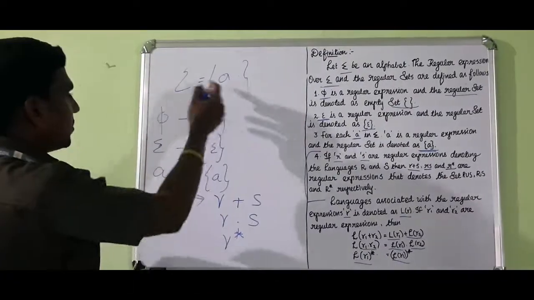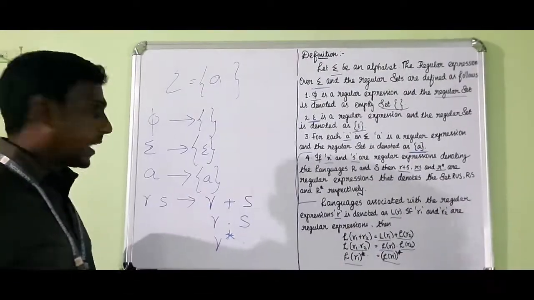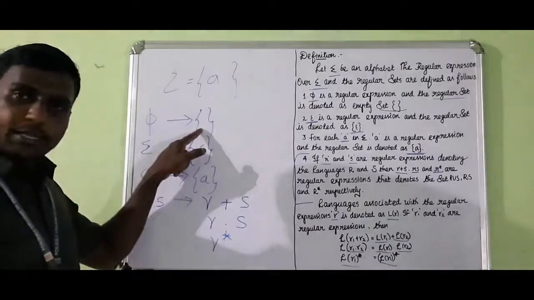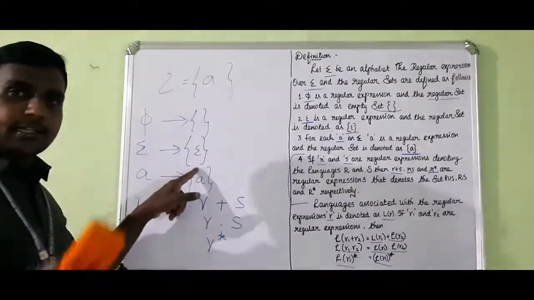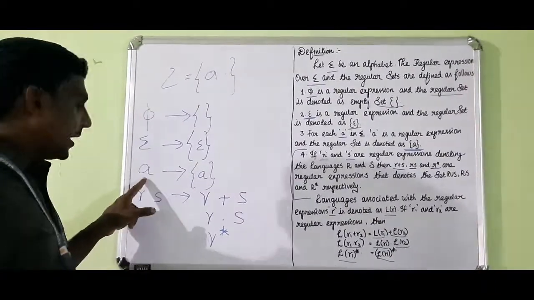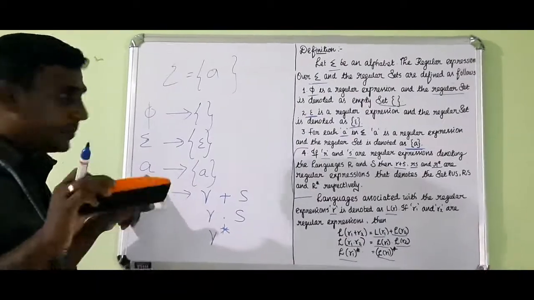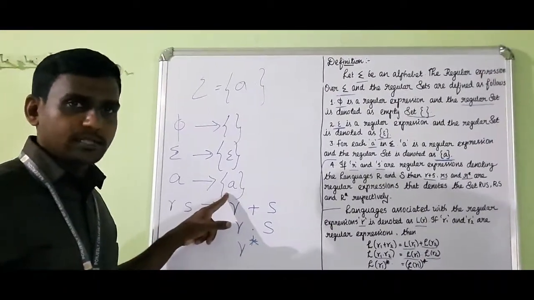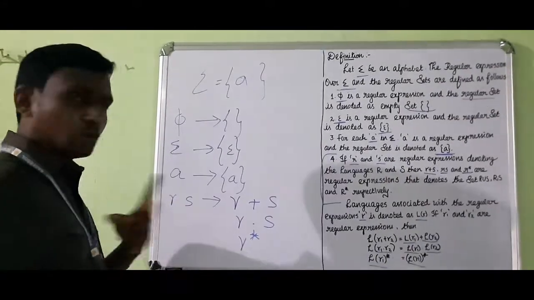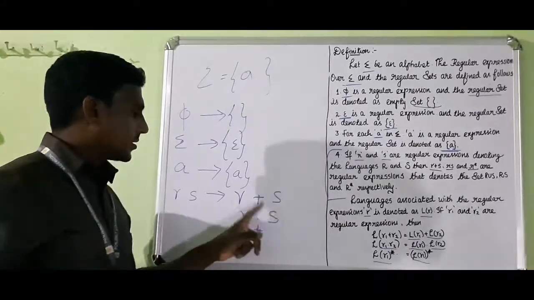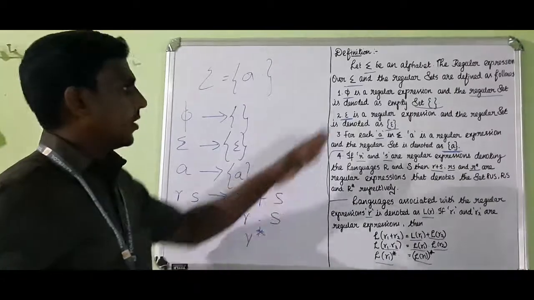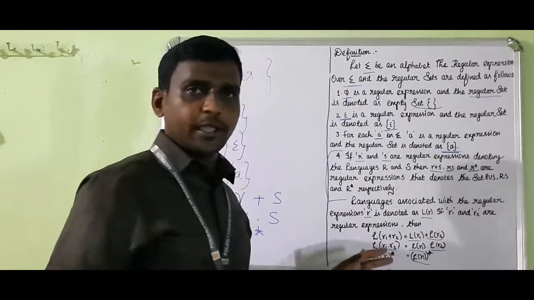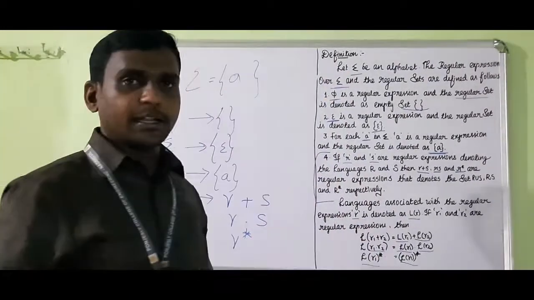So this is the definition of regular expression. Once again, phi is the empty set. Epsilon, we will mark it as epsilon. A, that means one alphabet is there, we denote the regular set as the set of A. If there are two sets R and S, there is R plus S, R into S, and R star. That's what is mentioned here. So this is the definition of regular expression.